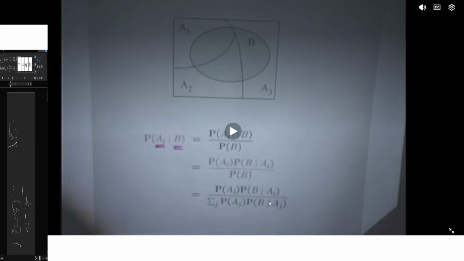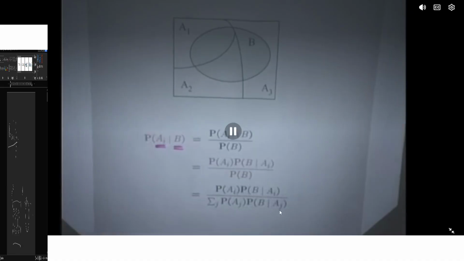Now this, what is this? The same. Only I don't know why B is the same thing. Is it? I don't know. Because the sum of everything.